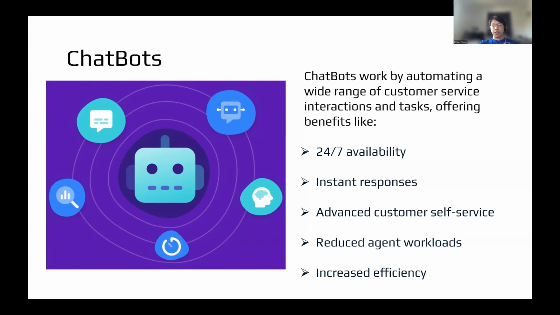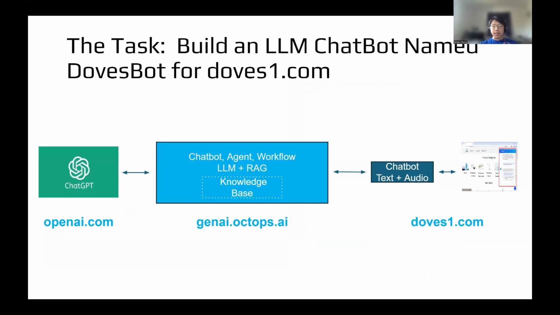Our task was to build an LLM chatbot named DovesBot for this website, doves1.com, which is a dentistry site that sells dentist equipment. We used OpenAI.com and ChatGPT's API to create this. We used the API to feed into genai.octopus.ai, which is a site for creating AIs. Then we could embed this chatbot onto the website of doves1.com and allow for text and audio input.